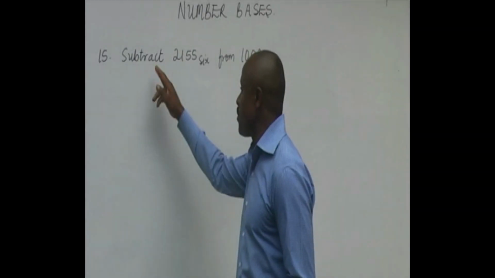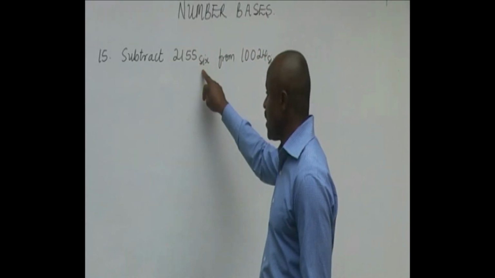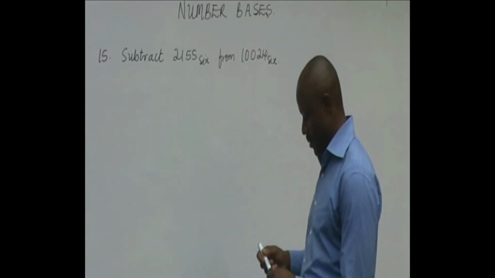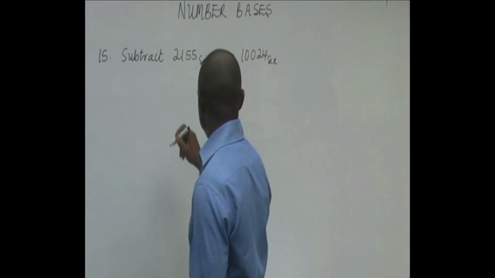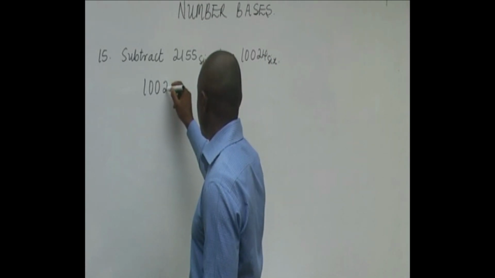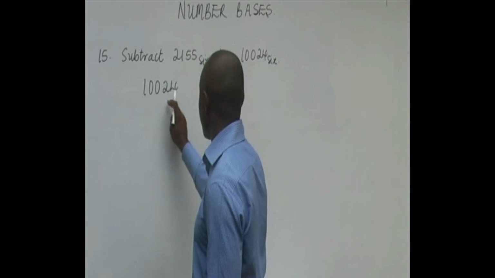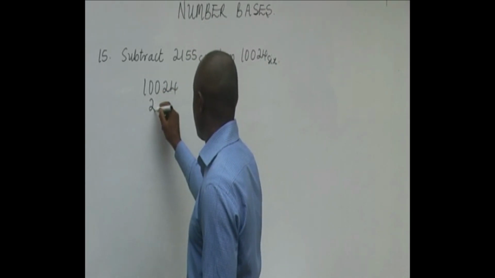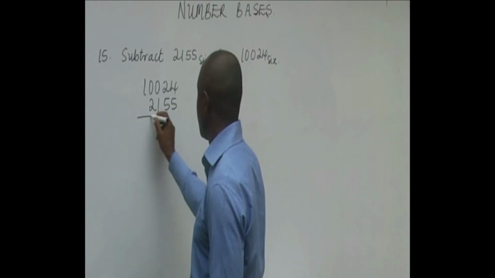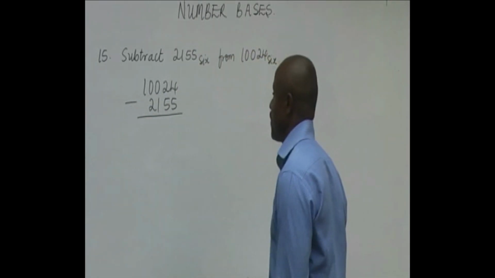Number 16 says we should subtract 21556 base 6 from 10024 base 6. Arrange the numbers. We have 10024 base 6, and we have 2155. We are subtracting in base 6.